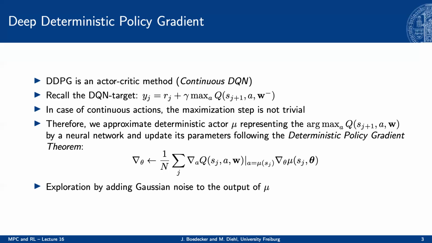And remember, we're always doing sampling, as always. So we need to maintain exploration. We need to make sure that we keep exploring our environment. In the case of these continuous actions, we can't do epsilon-greedy or something like that, but we add some Gaussian noise, basically, to the output of our actor network, mu.